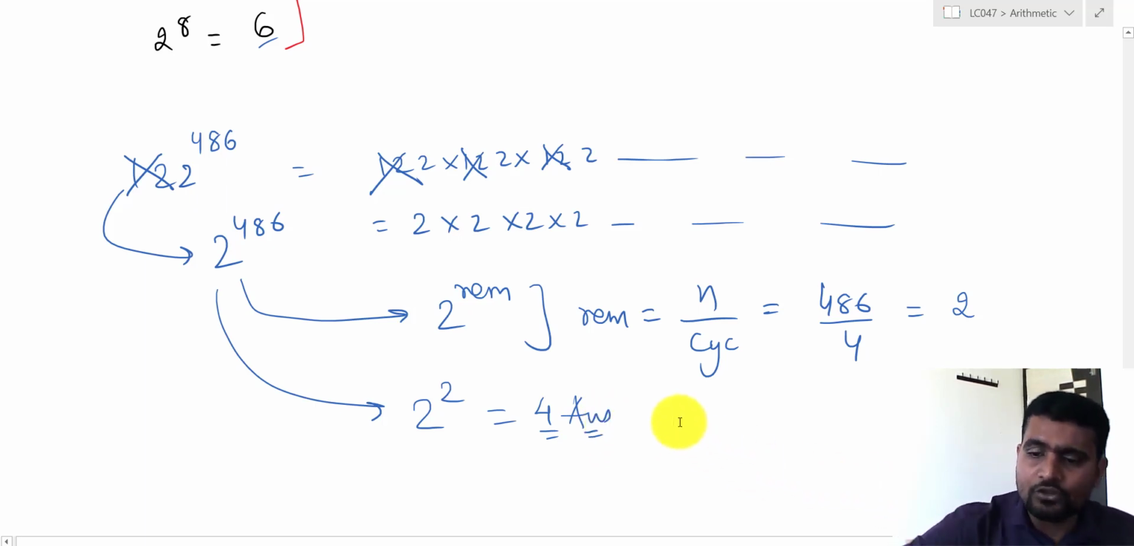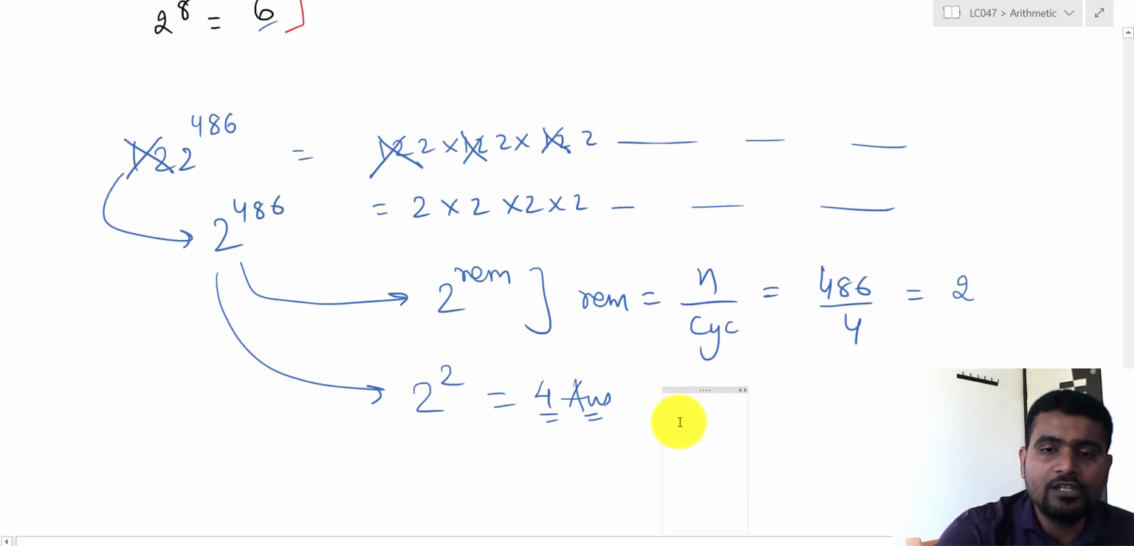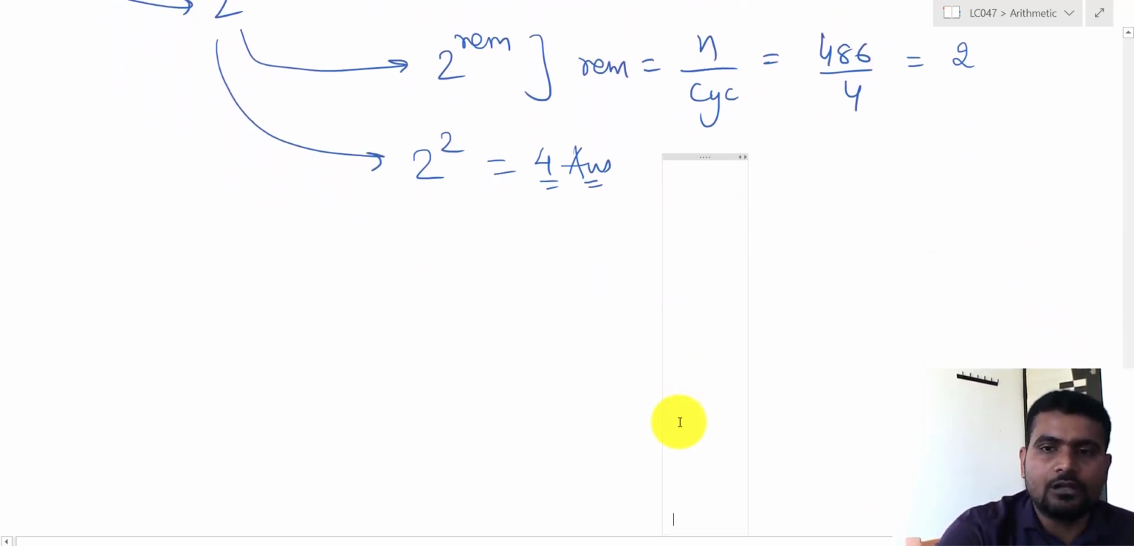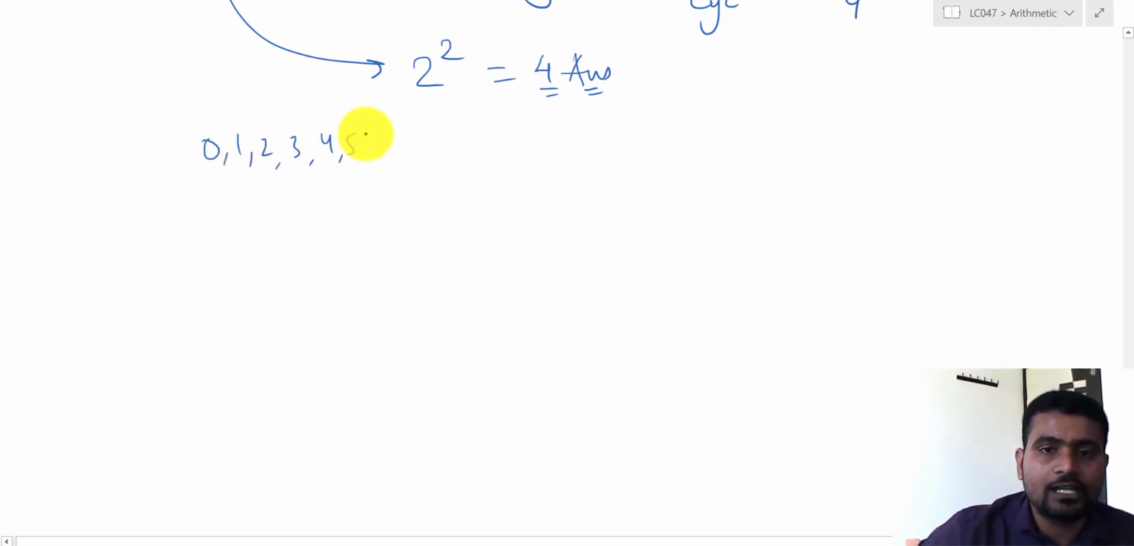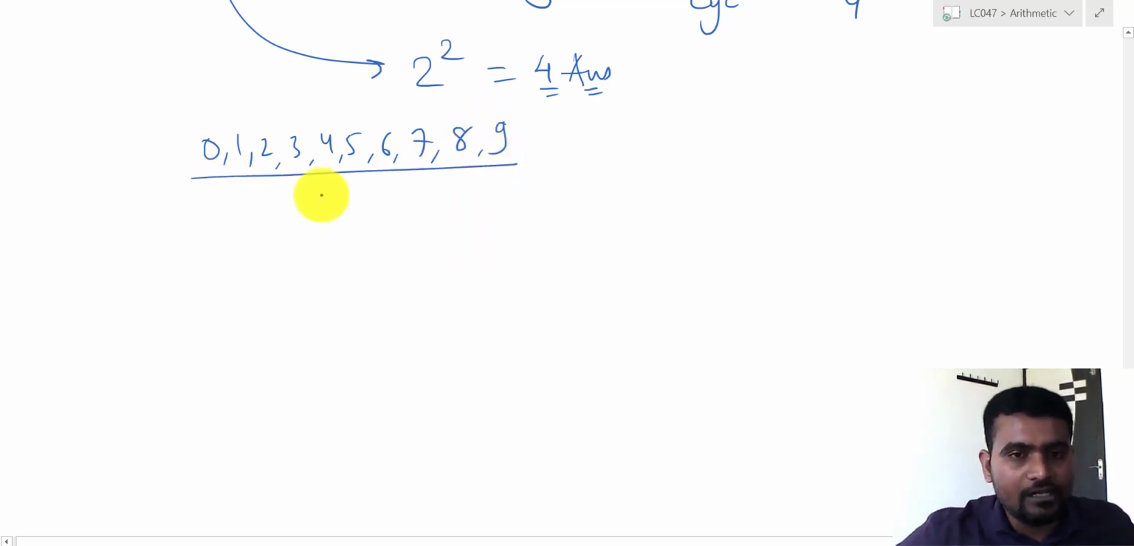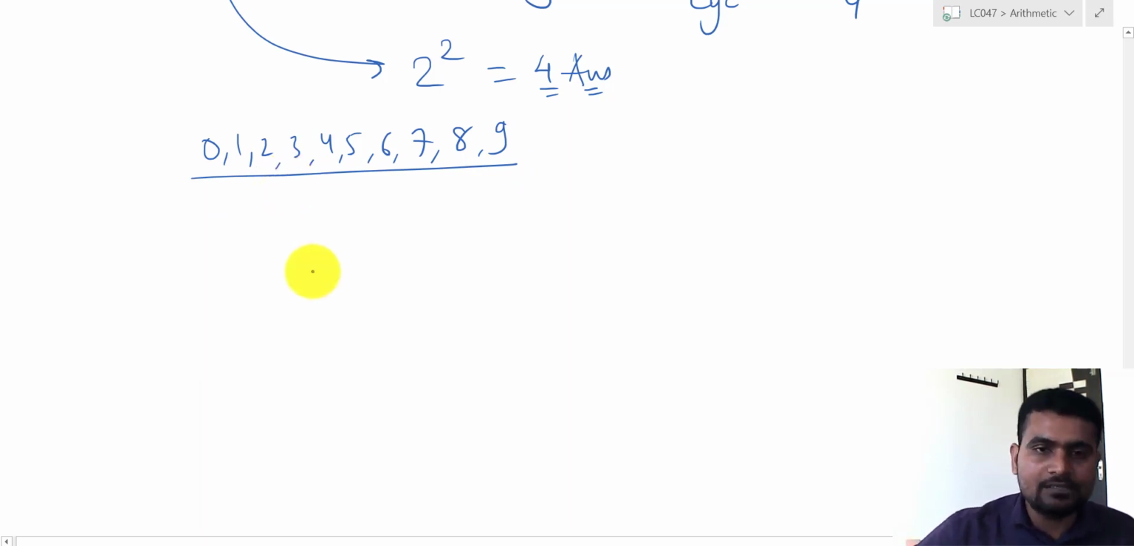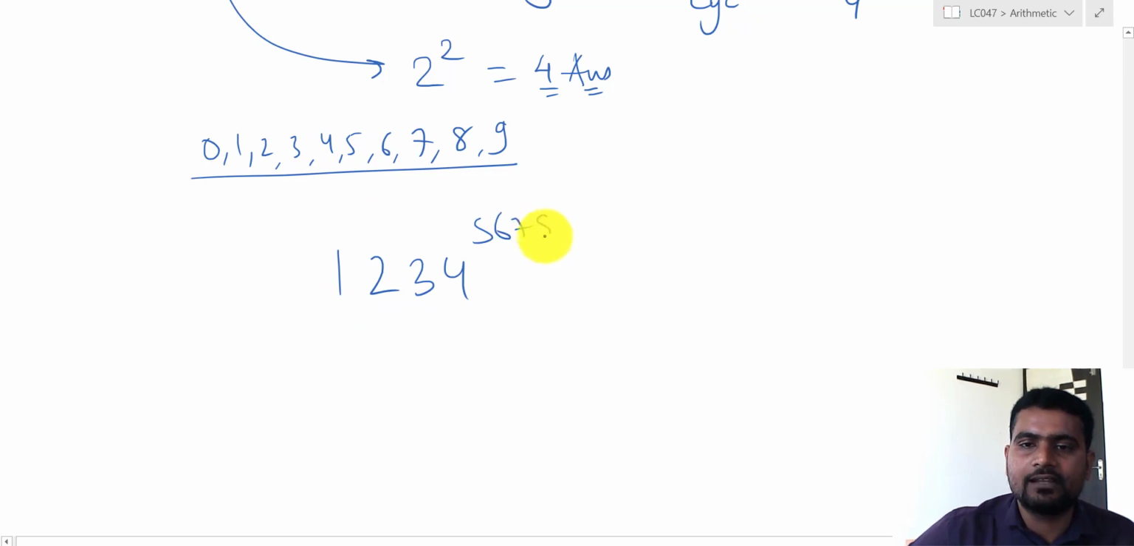Now, this is only for the numbers which end with 2, but how many numbers do we have? 0, 1, 2, 3, 4, 5, 6, 7, 8 and 9. We have these 10 numbers, and our numbers can end with any of them, right? If I tell you to find the answer for 1234 raised to power 5678, this is ending with 4, and you don't know the cyclicity of 4.